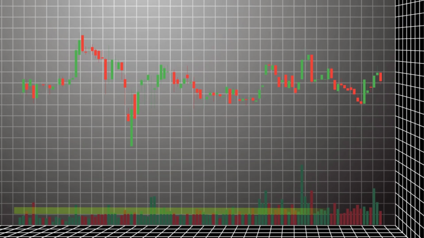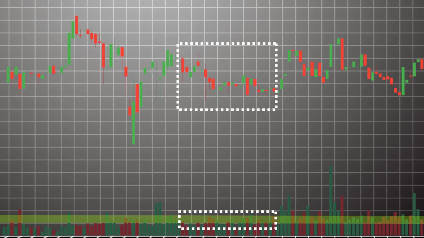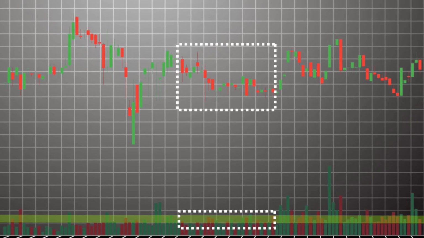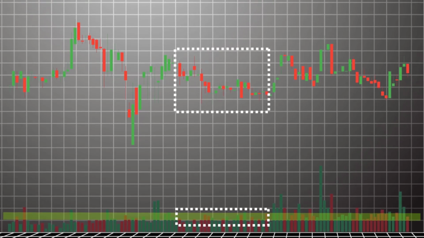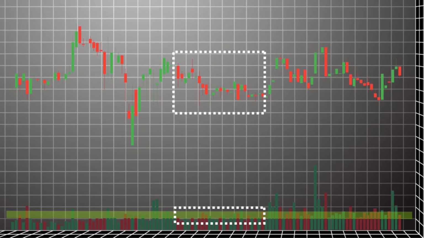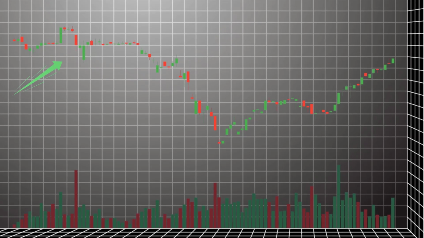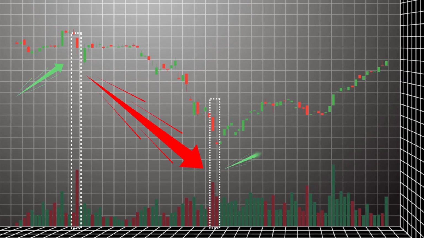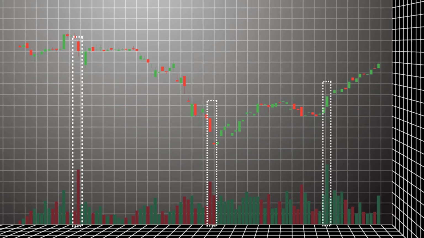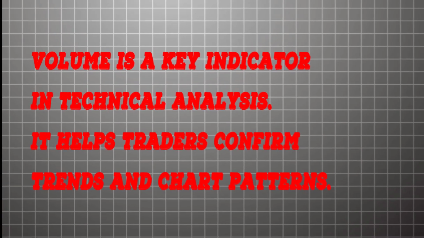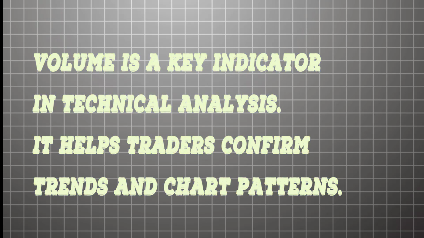When volume is around average and price movement is stable, the market is in a balanced state. This means neither buyers nor sellers are dominating, and there's no clear sign of a new trend forming. Using volume in combination with price action gives you a more complete picture of market sentiment, helping you make better, more informed trading decisions.